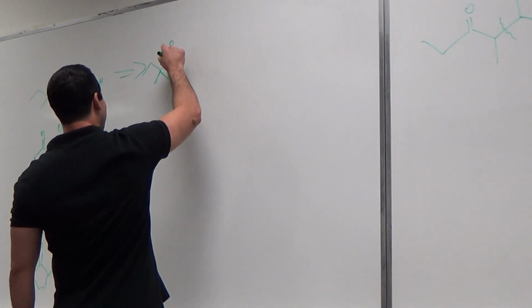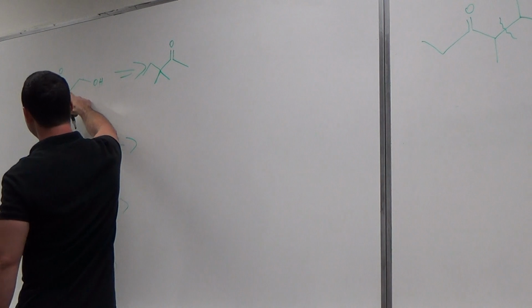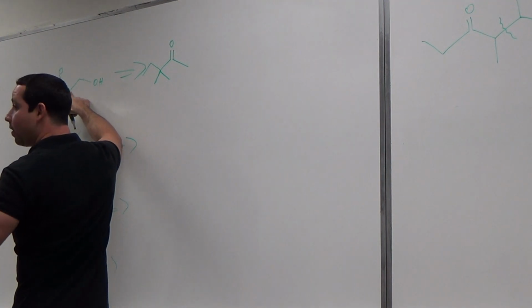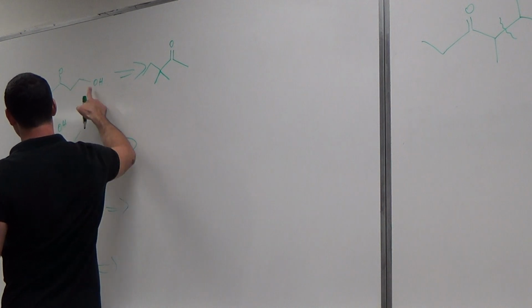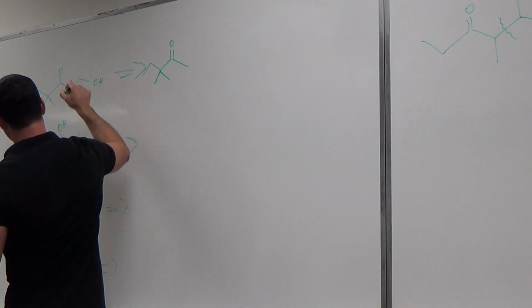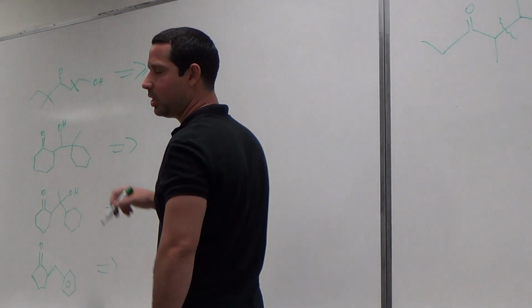I am going to break it between the first and the second carbon, between the alpha carbon to the carbonyl, here's alpha, and the carbon that has the OH, which is here.